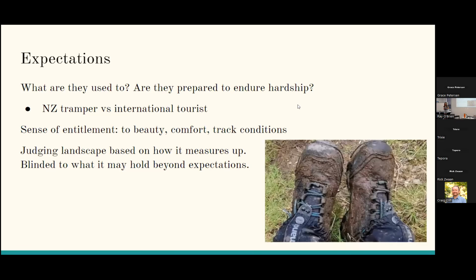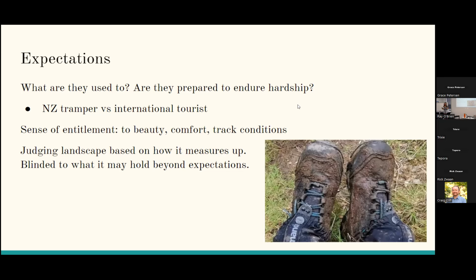So expectations can vary a lot depending on what kind of tramping people have done before. There's quite a distinction between people who are used to walking around England or parts of the world that are different to New Zealand, which is typically quite rugged and muddy, with sometimes dangerous river crossings or alpine traverses. This is a photo of the mud that people talk about a lot.